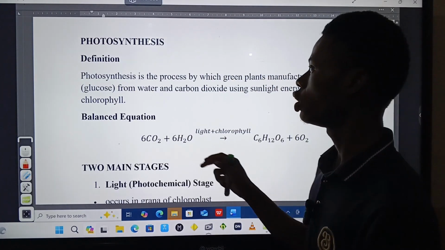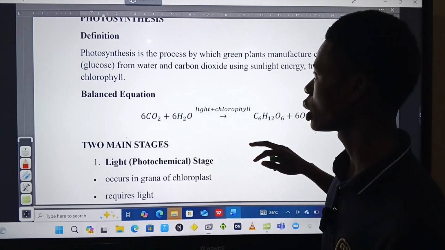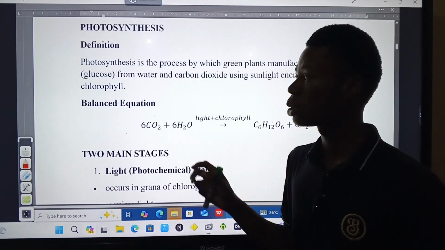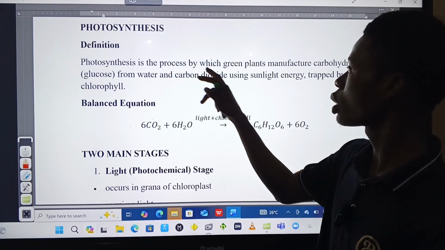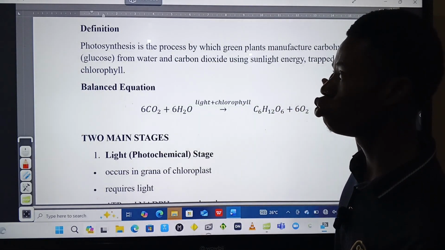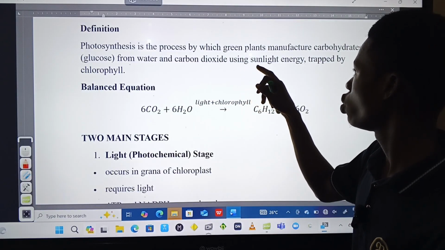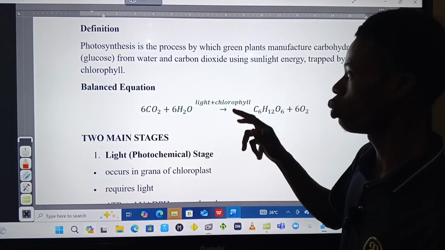It goes beyond the definition. So you can know the definition, but even when they ask the question, you might not be able to answer if you don't take note of this. Now, photosynthesis is the process by which green plants manufacture carbohydrates, that's their food, glucose, from water and carbon dioxide using sunlight trapped by chlorophyll.